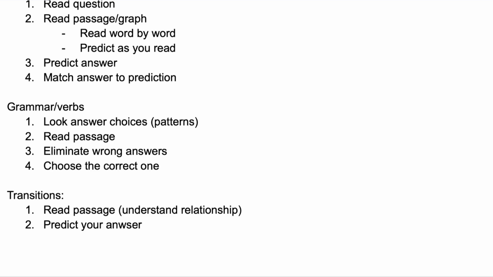All you need to do is predict your answer, see that it's making this relationship, then go to the answer choices and choose the one that best does that. Most of the time, there's only going to be one answer choice that does that, so you just choose that one, and then you're done. So after transitions, that is the rhetorical synthesis.